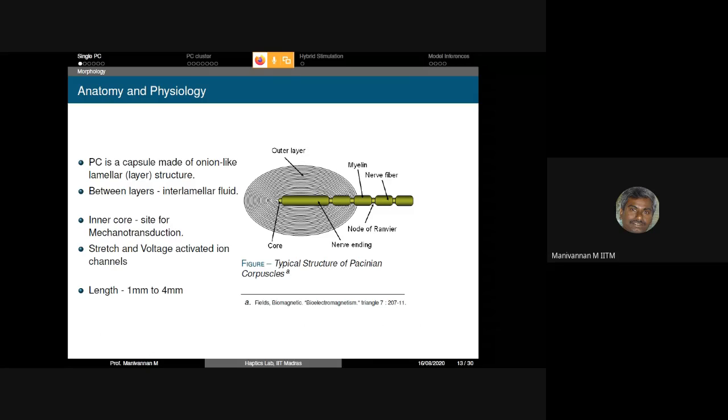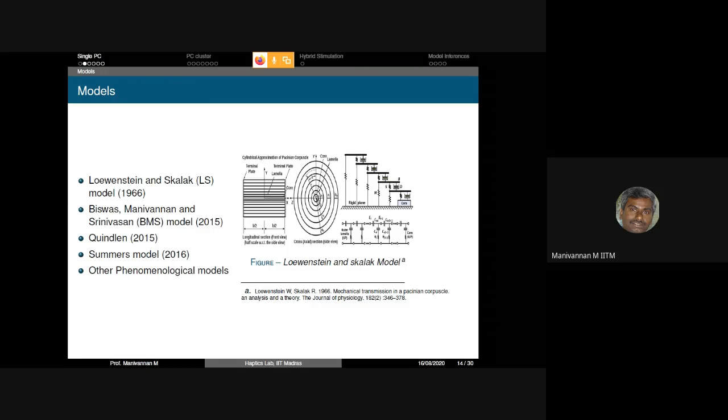Again, this is very well-known textbook material. The PC has an onion-like structure. It has 30 to 60 lamellae, which we call onion layers. Each layer filters the mechanical vibration, and finally the stimulus reaches the core, which is converted into electrical impulses. The total length is about 1 mm to 4 mm.